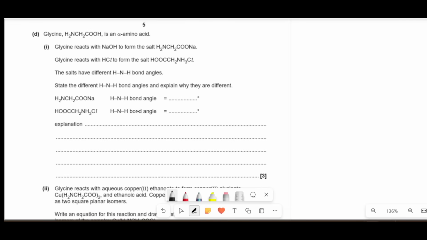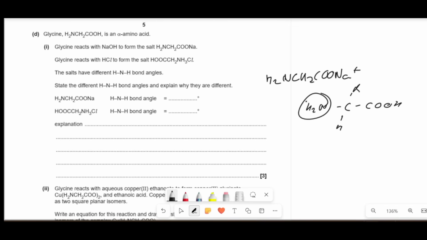So the salt of the H2NCH2COONa plus. We need to look at which part of it. We need to look at the actual stem of the carbon. So every single amino acid in the world looks like this, and then this, and then it's gone R group, and it's asking about the H-N-H bond angle. So it doesn't care about all the rest of it. All it's looking at is here. So if we look here at this N, it's next to a carbon. It's got 3 bonding pairs, 1 lone pair, so it's going to be 107 degrees.